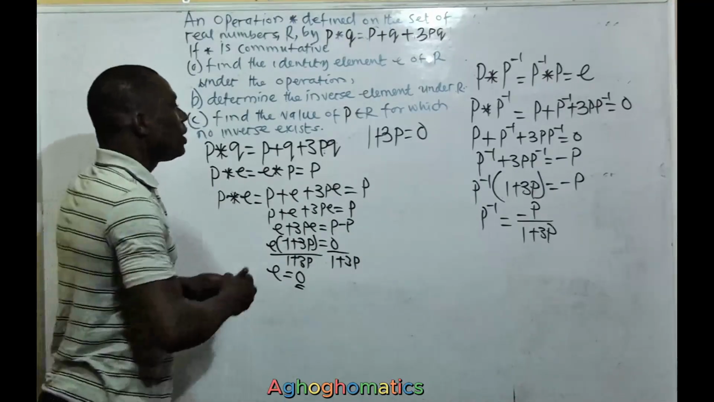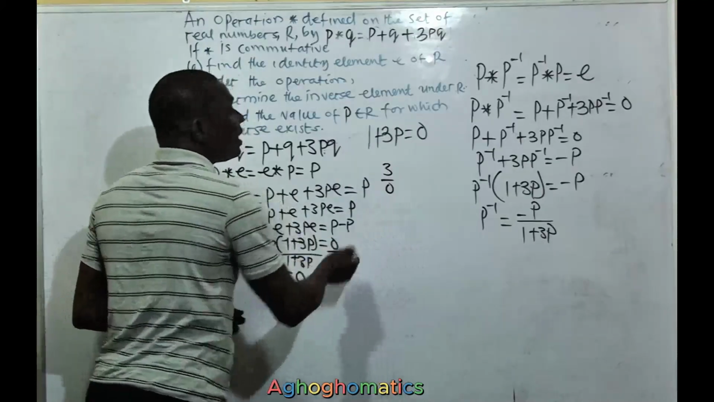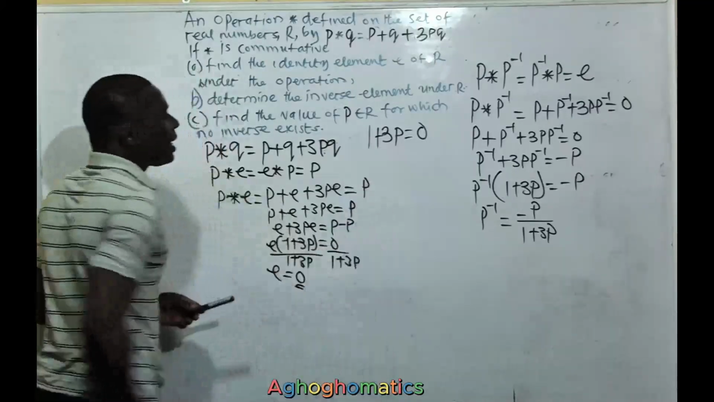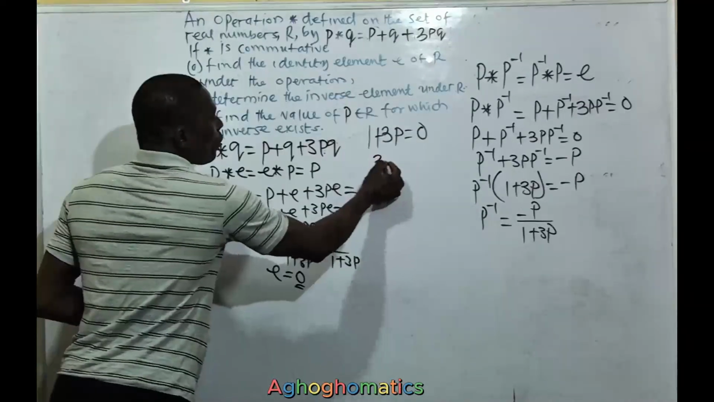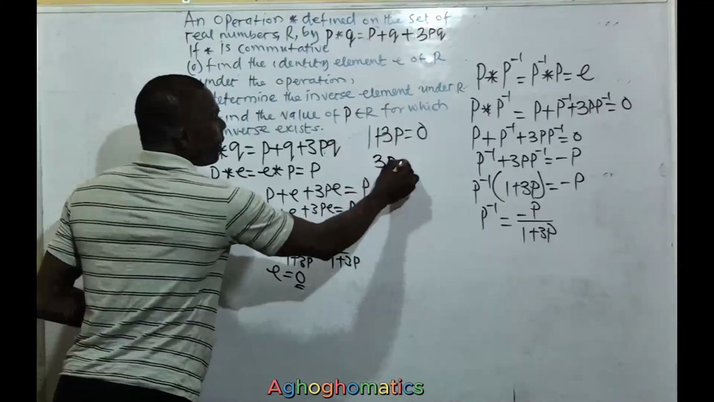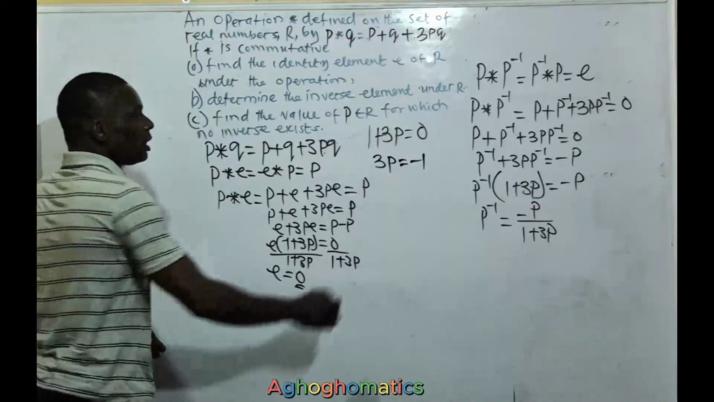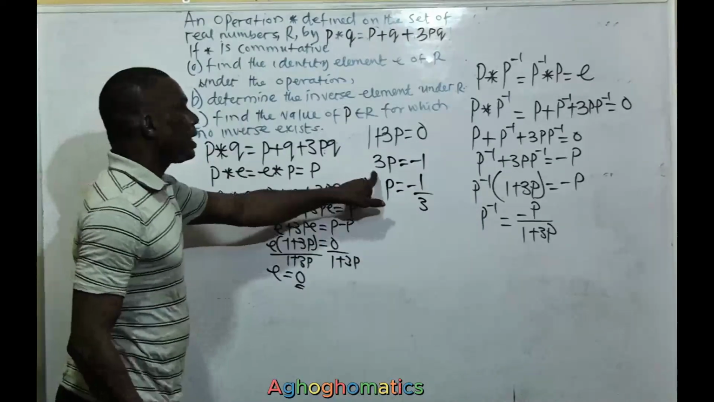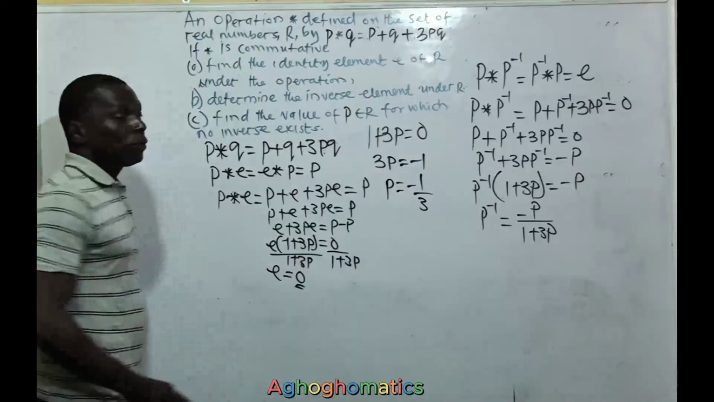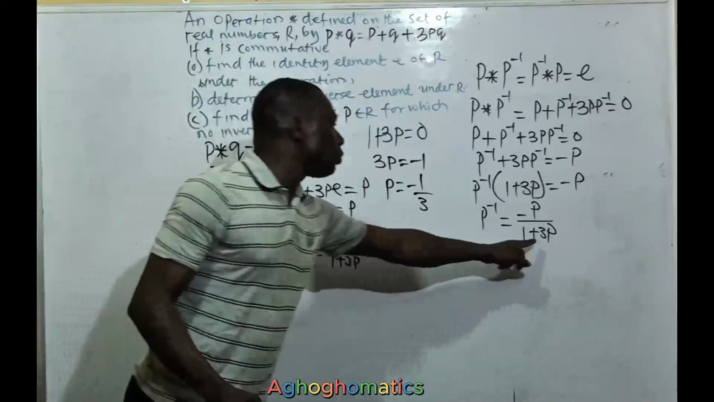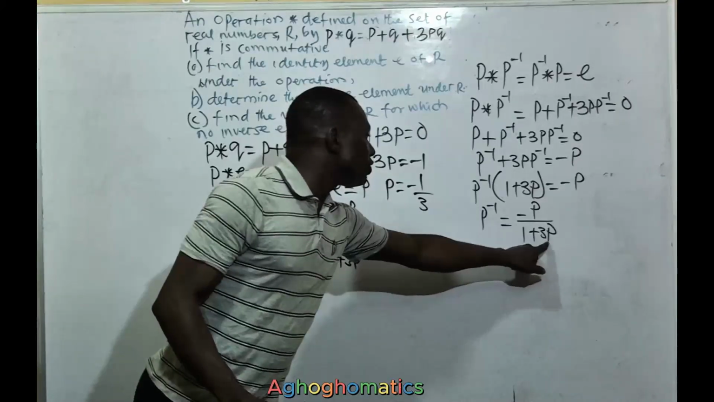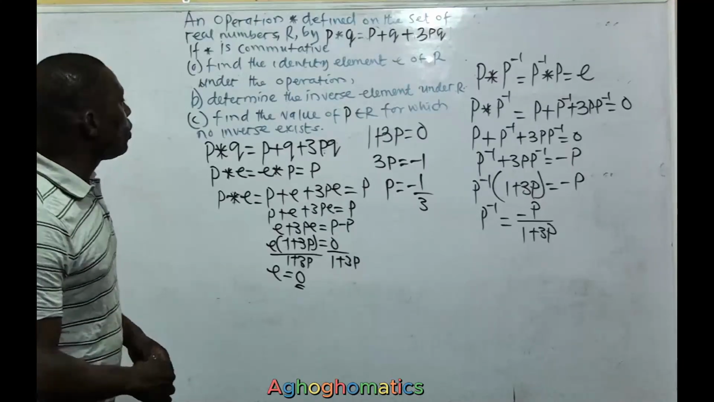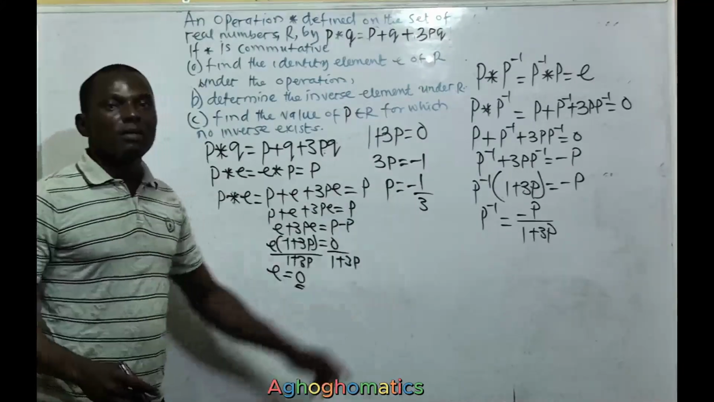In that case, we know that 3 over 0 is undefined. So let's find the value of P at that point. Here we move 1 to the other side. This is plus, it becomes minus 1. Of course, we get P there. P is equal to minus 1 divided by 3. So ensure that we are dividing both sides by 3. If you substitute minus 1 over 3 in place of P here, this expression becomes 0. So this is the value of P at which there is no inverse.